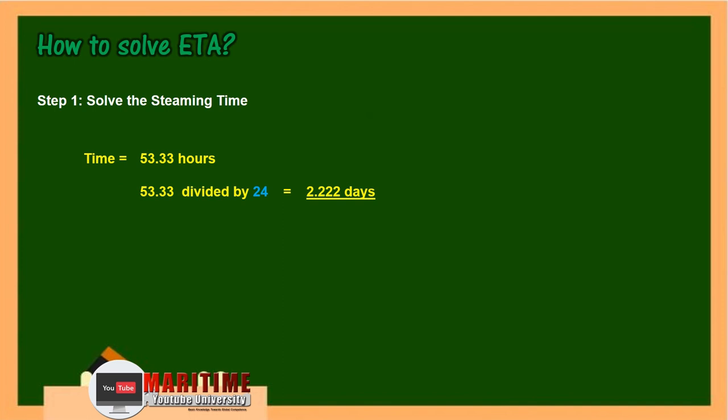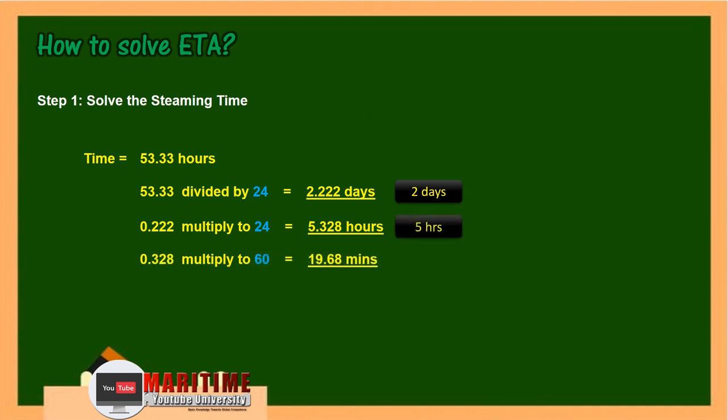Divide 53.33 hours by 24. The answer is 2.222 days, or 2 days. Multiply 0.222 to 24. The answer is 5.328 hours, or 5 hours. Multiply 0.328 to 60. The answer is 19.68 minutes, or 20 minutes. Therefore, our steaming time is 2 days, 5 hours, and 20 minutes.